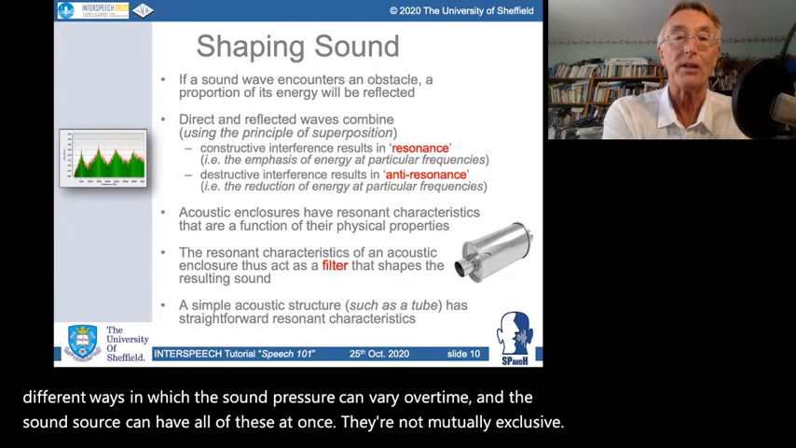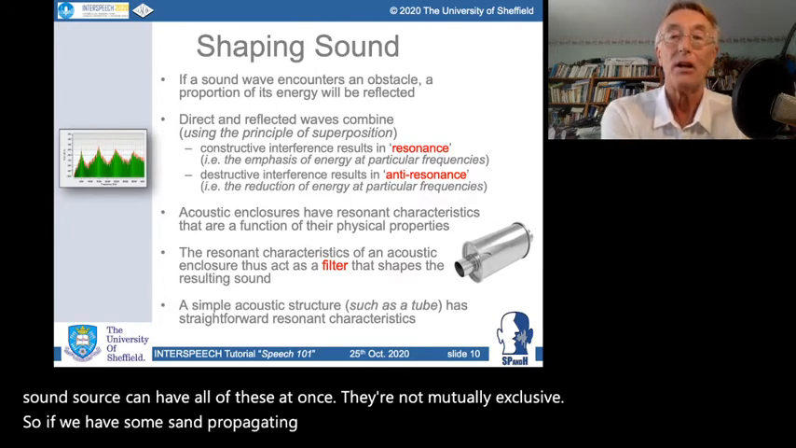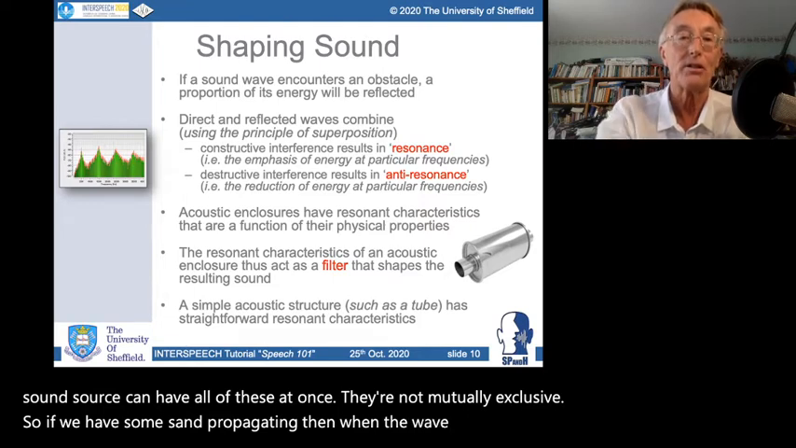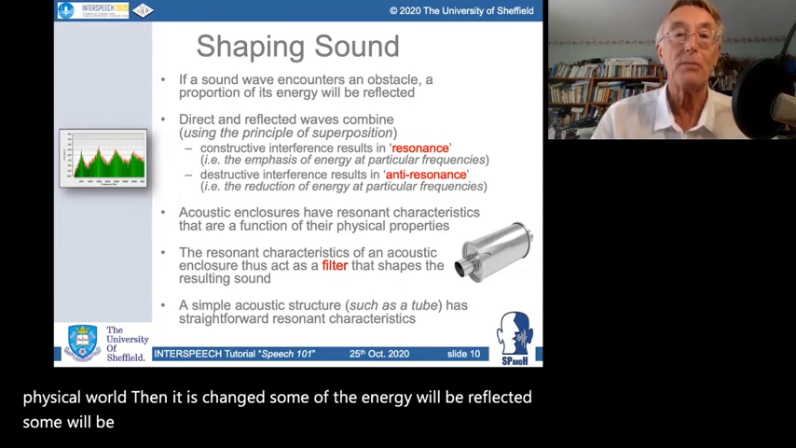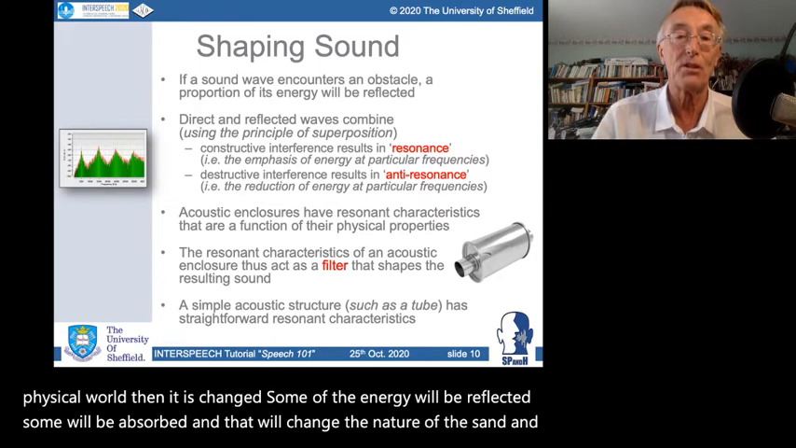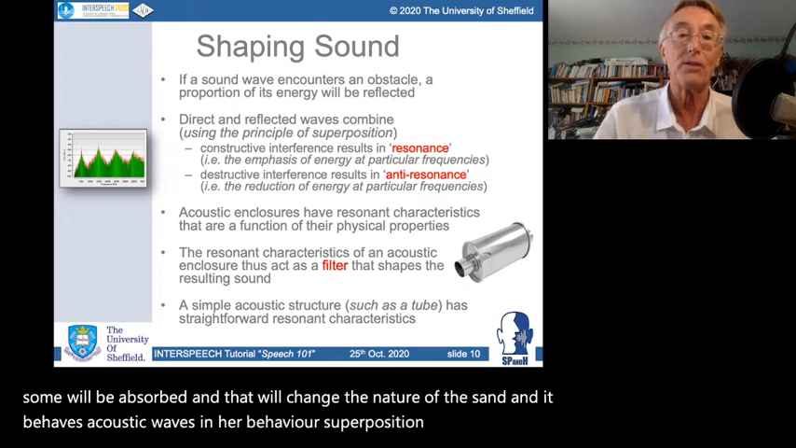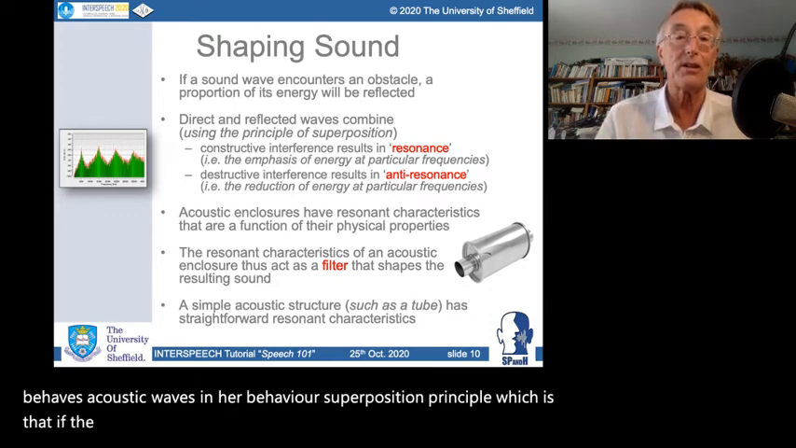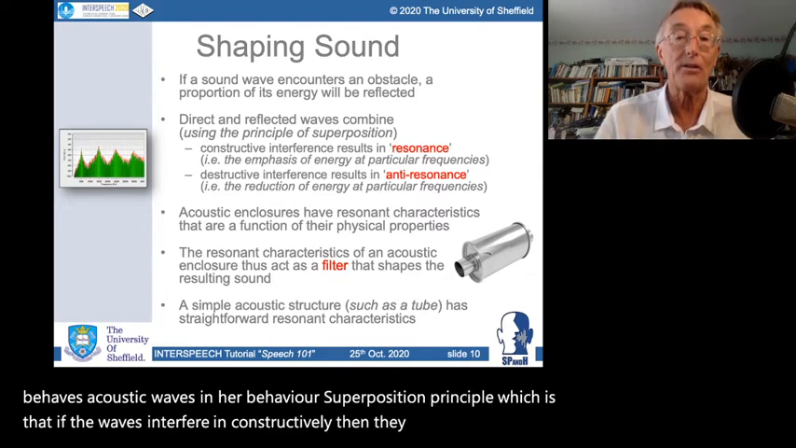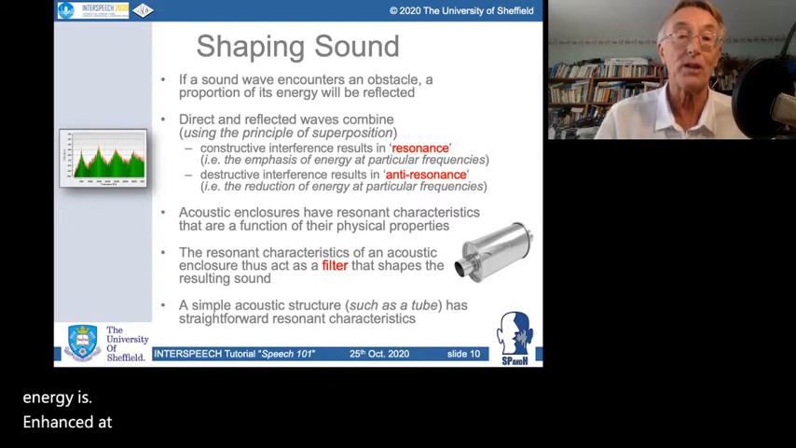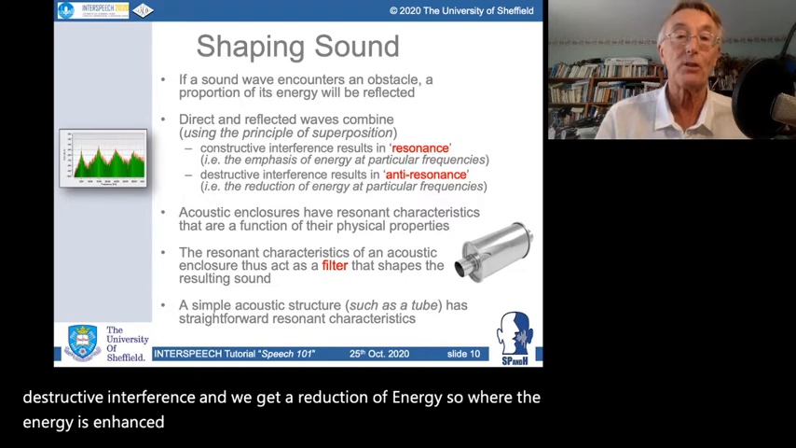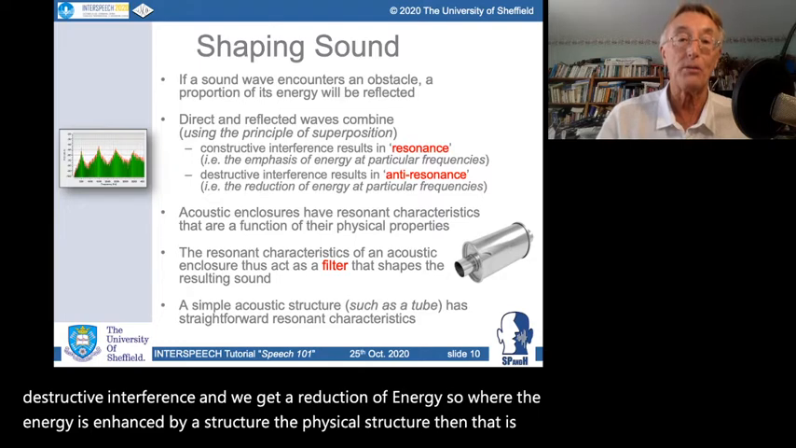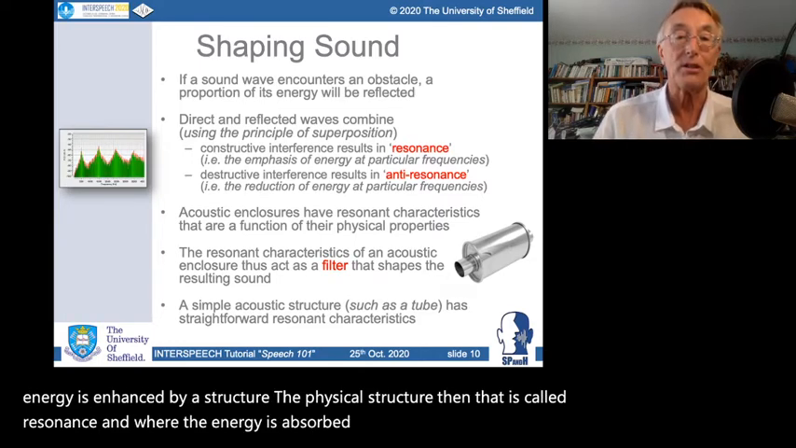So if we have some sound propagating, then when the wave encounters the physical world, it is changed. Some of the energy will be reflected, some will be absorbed, and that will change the nature of the sound. Acoustic waves in air obey a superposition principle, which is that if the waves interfere constructively, then they add together and energy is enhanced at those frequencies. Whereas if the waves cancel out, that's destructive interference, and we get a reduction of energy. So where the energy is enhanced by a physical structure, that is called resonance. And where the energy is absorbed or removed, that is referred to as an anti-resonance.